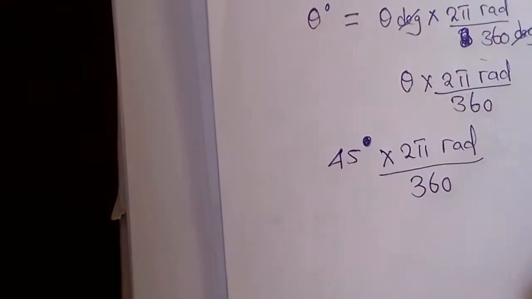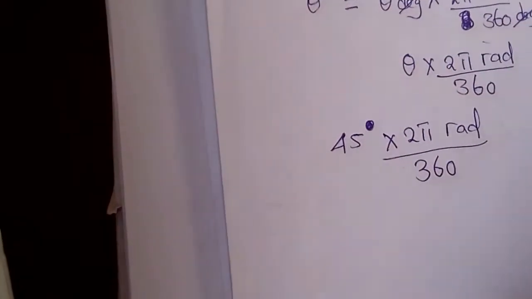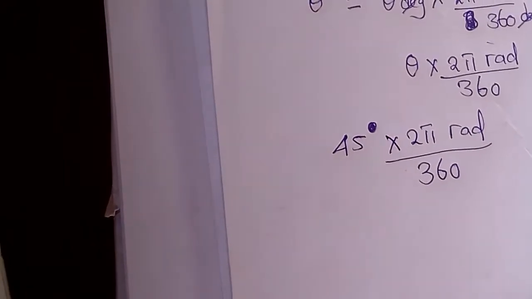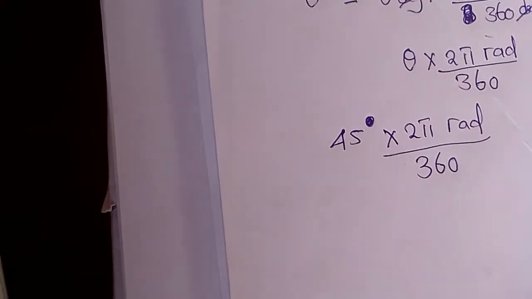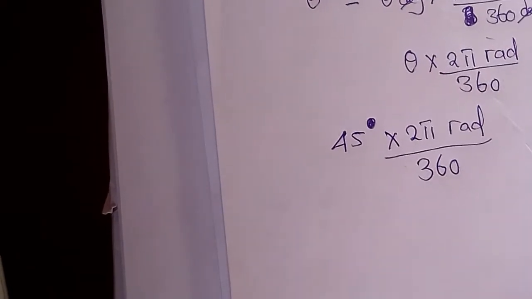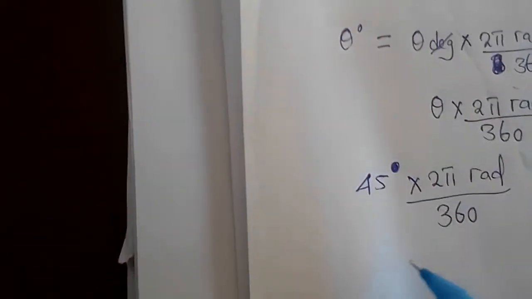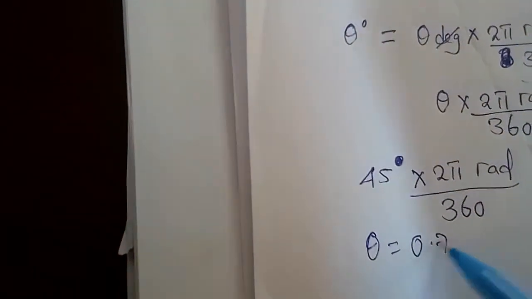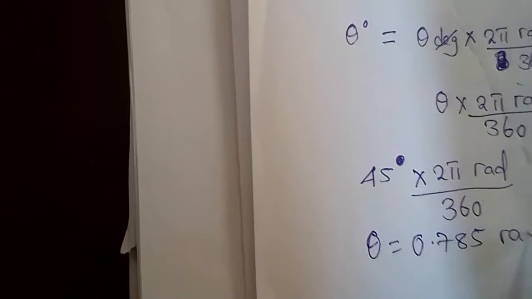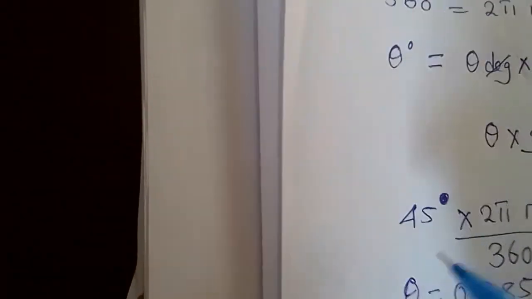So if you multiply that, I have a calculator. So if you multiply that, you'll find that you have 45 by 2 pi, which is going to give you 282.7 divided by 360. It will give us 0.7. So our angle will now be, so theta will be equal to 0.785 radians. So we have converted 45 degrees is equivalent to 0.785 radians.